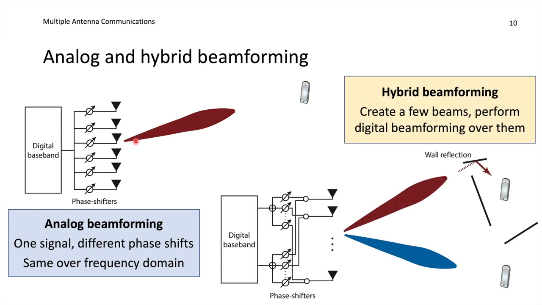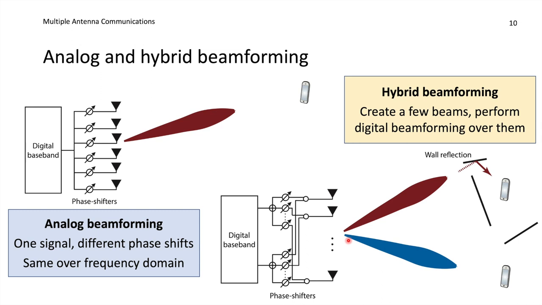Something that is in between digital beamforming and analog beamforming is called hybrid beamforming. In this case, you have multiple antennas and you have multiple transceiver chains, but the number of transceiver chains is smaller than the number of antennas. And there is a connection between the transceiver chains and the different antennas using phase shifters. These phase shifters are creating a few different beams in different angular directions.